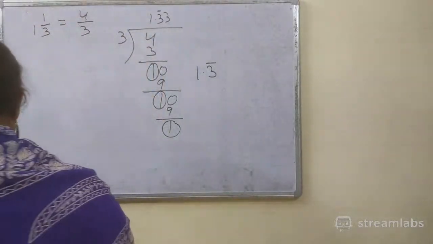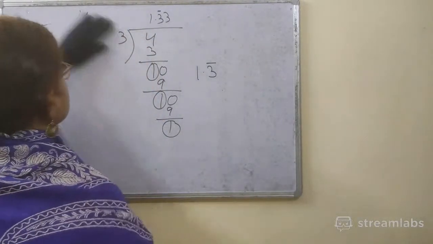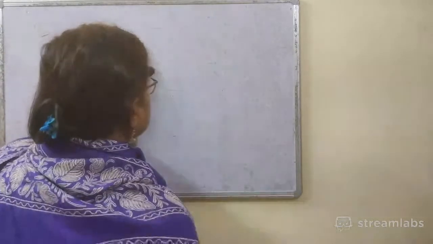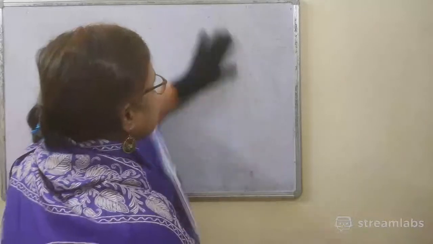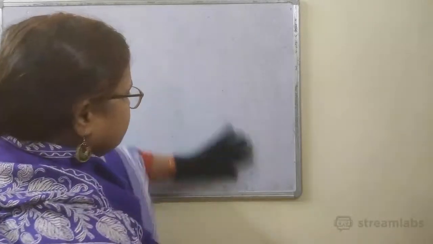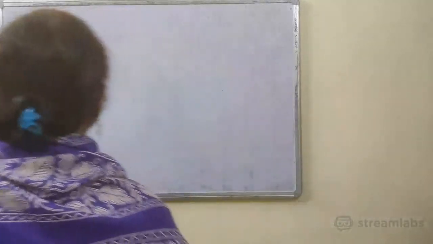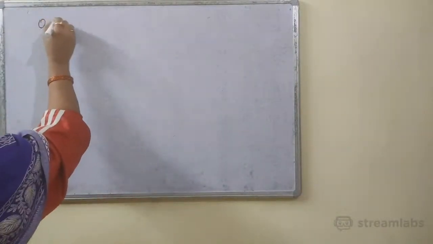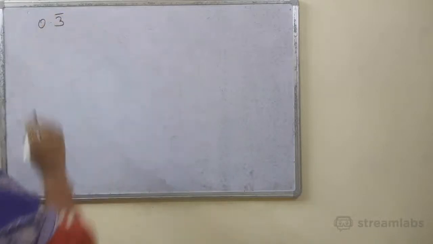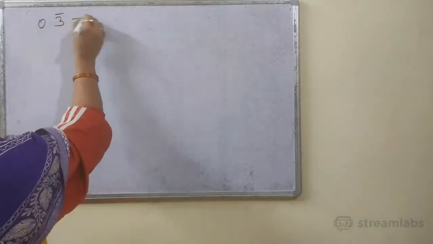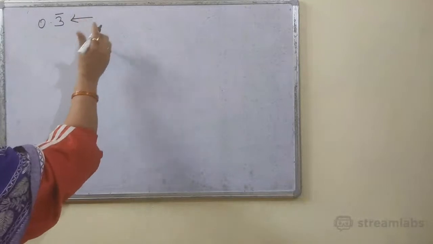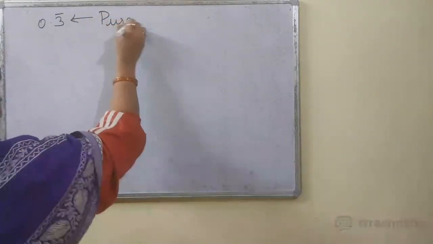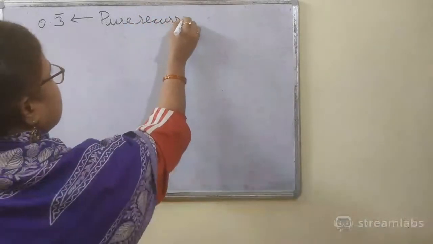Now next I am going to discuss how to convert a recurring decimal. If a recurring decimal is given in the question, you have to convert it into a vulgar fraction. Clear? We discussed fractions in my previous video. Like 0.3, this is the question. Now one more thing: this type of recurring decimal is called a pure recurring decimal.